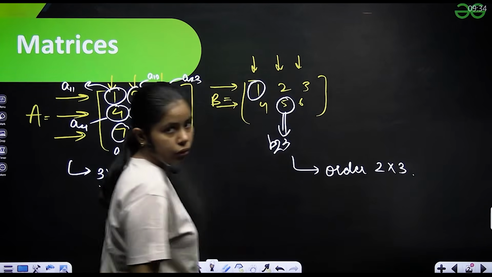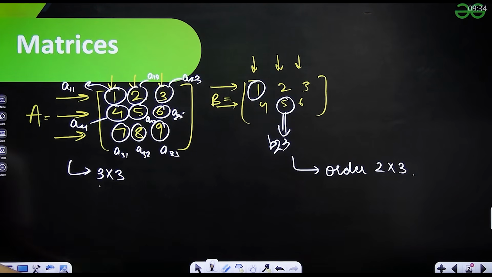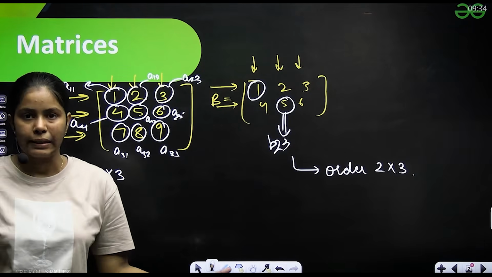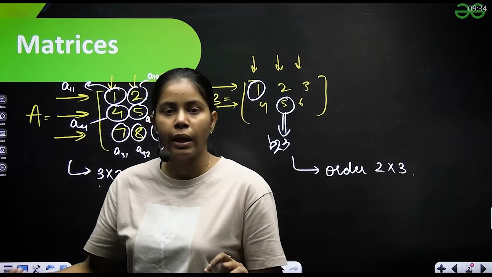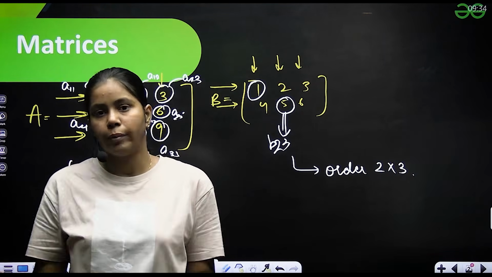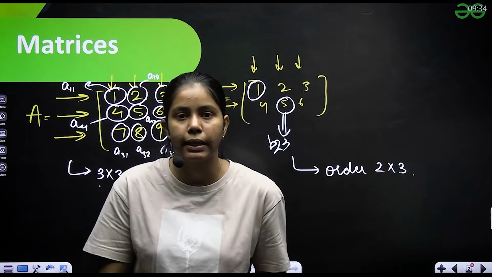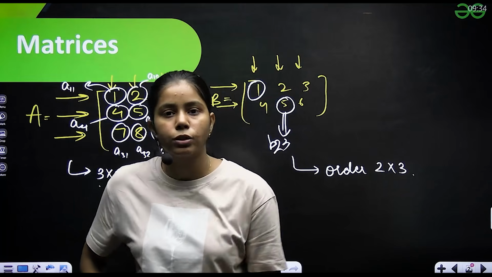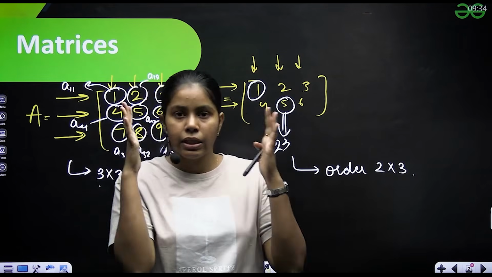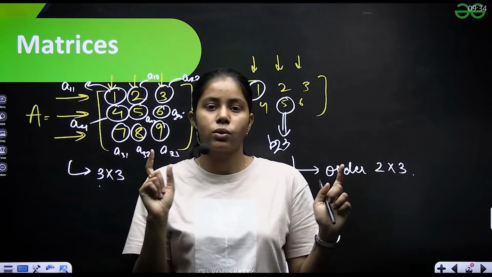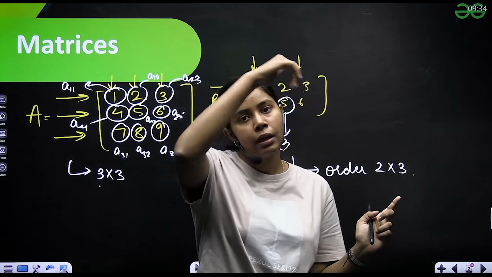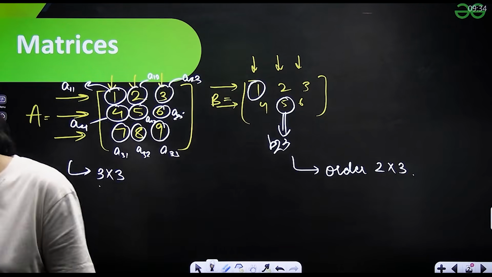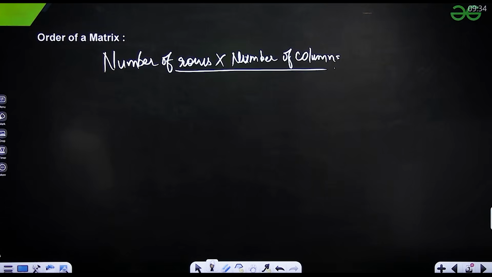so the order is 2 cross 3. Order here is 3 cross 3, order here is 2 cross 3. Right? That is the order of a matrix, and it helps define the structure of a matrix. Suppose somebody asks for a 5 cross 5 matrix. Let's write down a 5 cross 5 matrix. In square brackets, I have to write 5 rows and 5 columns, and there will be 25 entries. So we are ready with the basic structure.